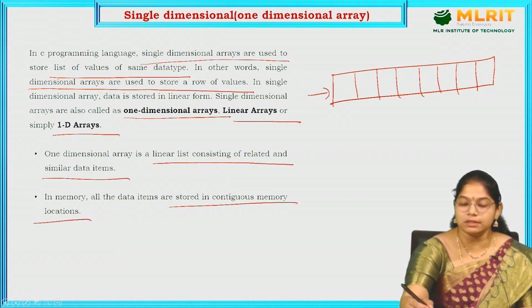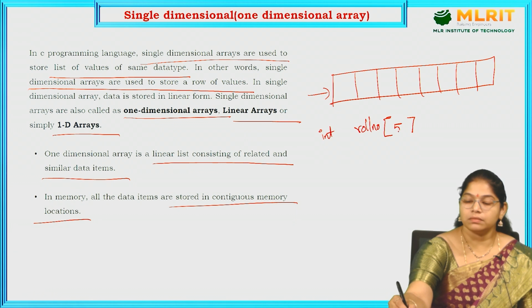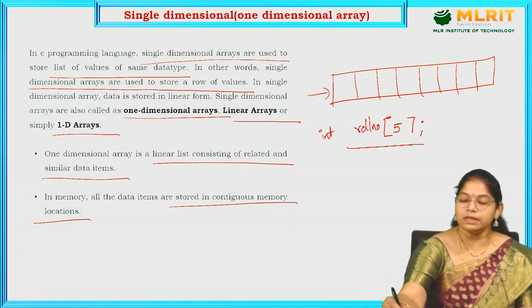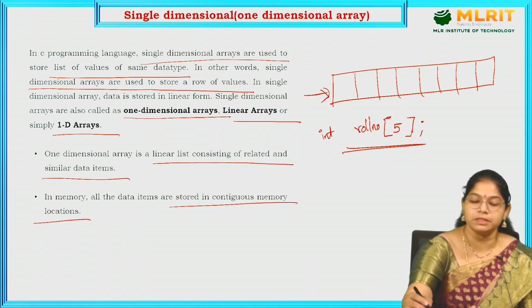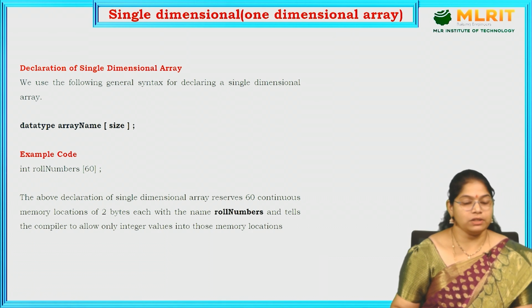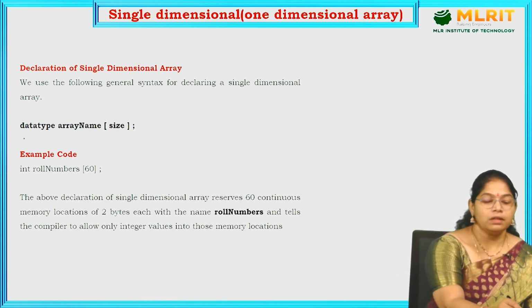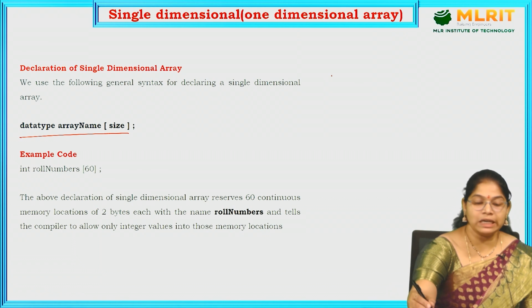As we discussed, here I consider the roll numbers of 5 students. So this can store the roll numbers of 5 students in a linear form, that means in a row of values. Declaration of a single dimensional array is data type, array name, size. Only one dimension.